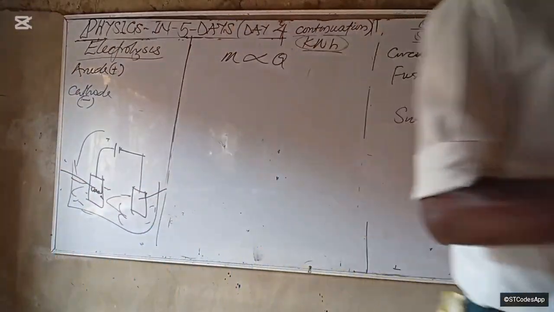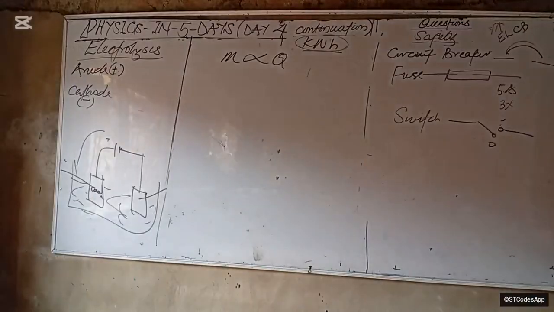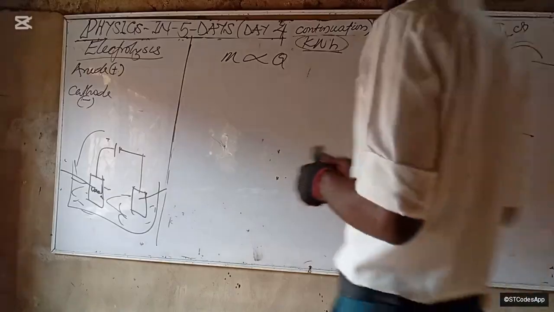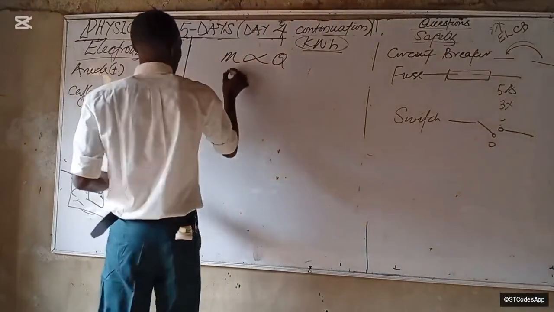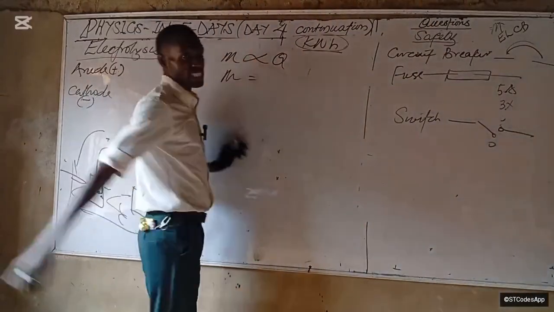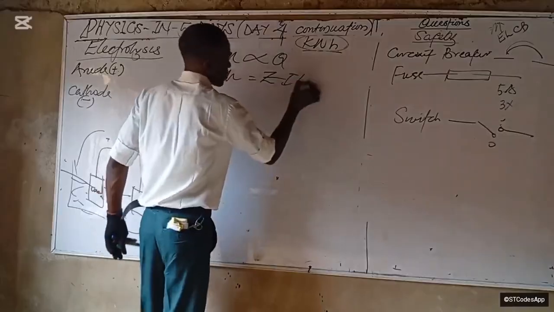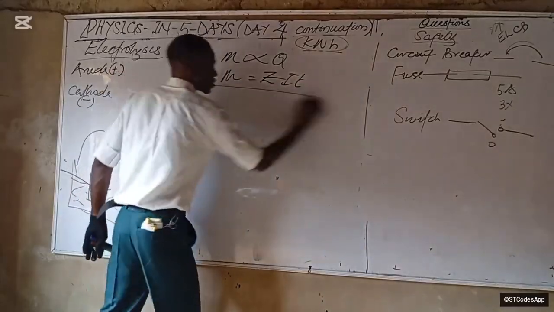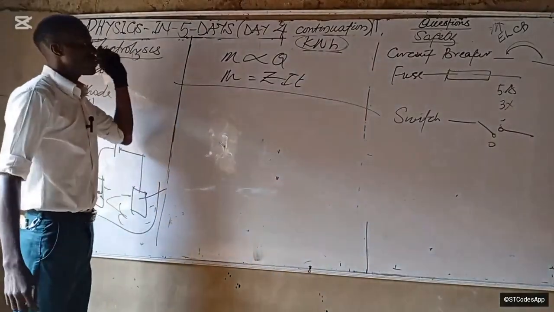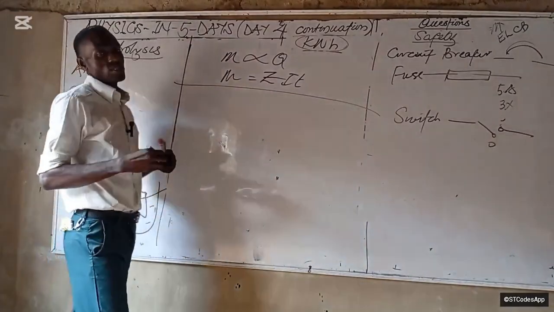It's going to be called the anode, because conventional current flows from positive to negative. But the one through which electrons enter into the solution is the cathode. The anode is the one through which current enters or electrons leave, and the one in which current leaves or electrons enter is the cathode.